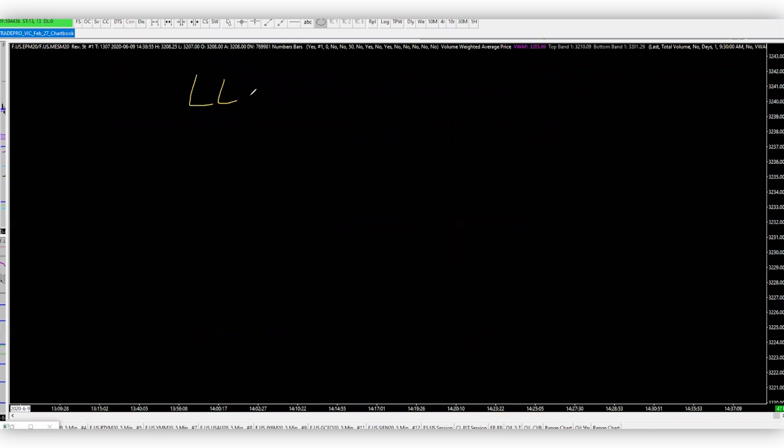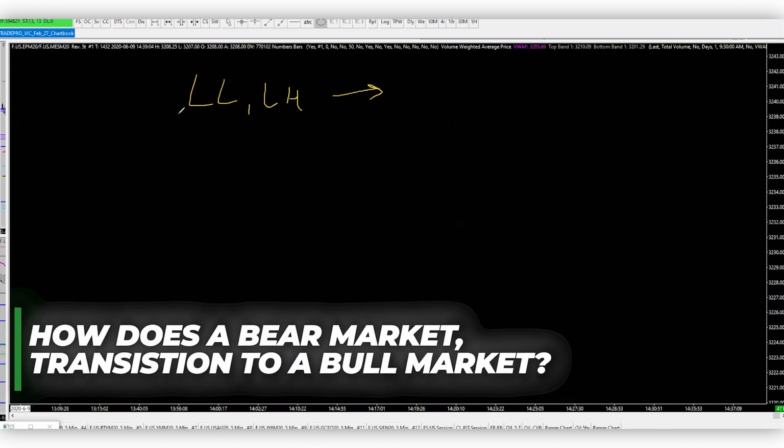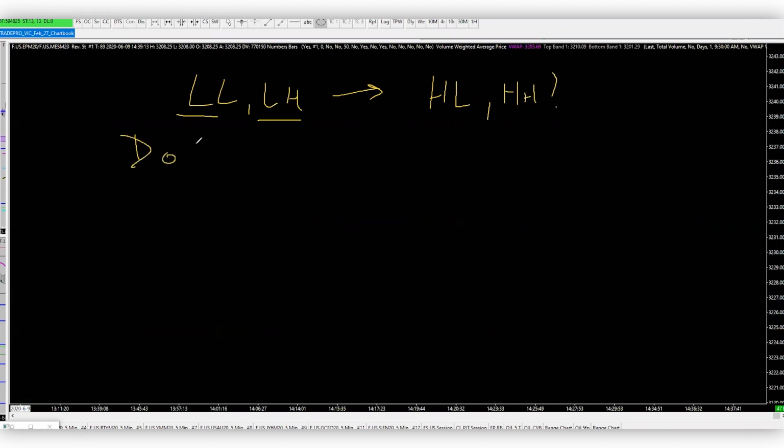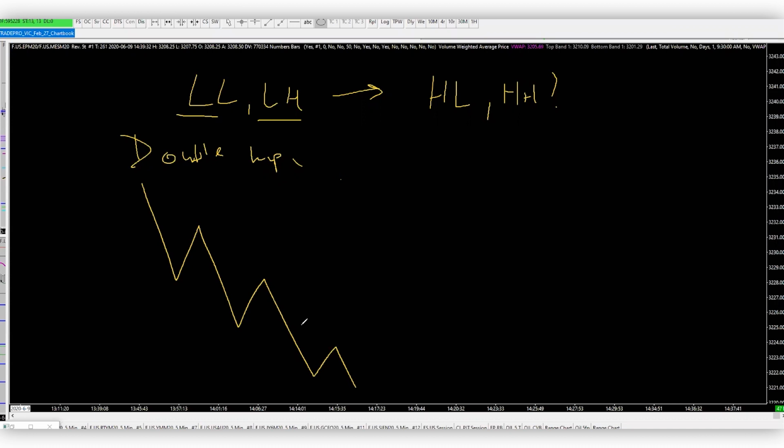So the bear market, we talked about lower lows and lower highs, right? How does the bear market with lower lows and lower highs transition to a bull market, higher lows and higher highs? It's pretty simple. All we do is use this double impulse break, right? This time to the inverse side. So if we can identify that the bear side trend moves lower lows, lower highs, lower lows, lower highs, lower lows, lower highs, right? What we've done here is actually identify two impulses, right?